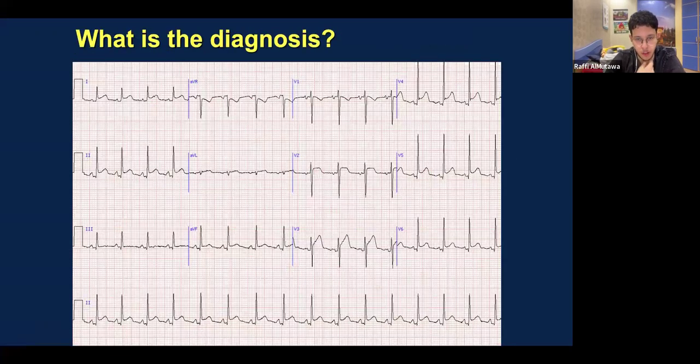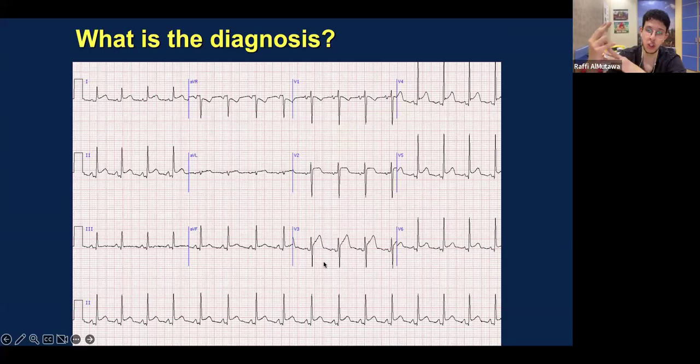Okay. What about this over here? What do you guys see? Diffuse ST elevations, probably pericarditis. Exactly. So this is pericarditis. With pericarditis on an ECG, you're looking for two things. You're looking for ST elevations and you're looking for PR depression.